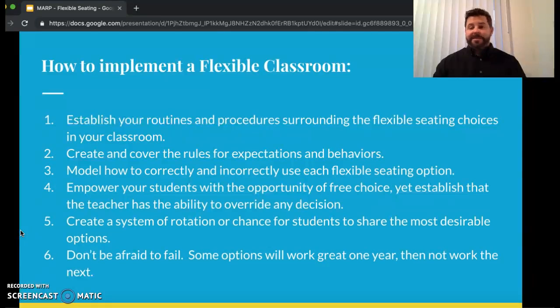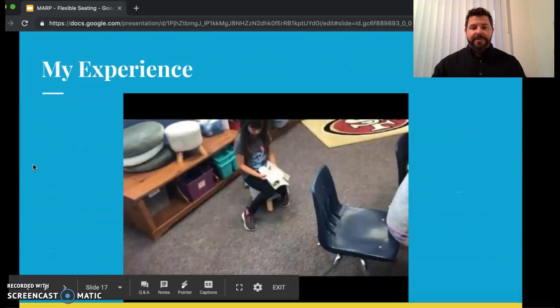There needs to be some sort of a rotation, not first come, first served, to avoid creating some sort of panic when you're dismissing students to go reading or go writing, or you can use flexible seating once you finish this assignment, or with testing. And then also, don't be afraid to fail. Some options will work great one year, and then you won't have the same students next year, and it won't work. So really explore and learn, talk to colleagues, and there are great resources out there like blogs. And so I hope this research project has also helped you in that.